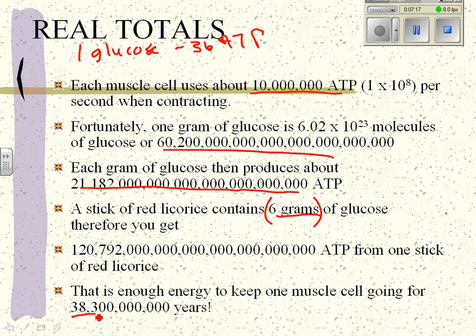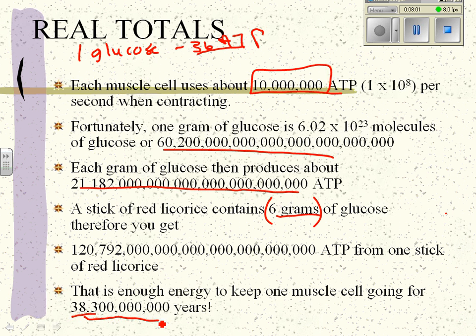So when we're talking about what's going on in your cells, in every cell, when you break down a glucose molecule, you get 36 ATP. Those little spinner things are spinning really fast. Because you can train your muscles to keep up with that demand for quite a while. So in one stick of red licorice, it's enough energy to keep a muscle cell going for 38 billion years, so why do we have to keep eating?